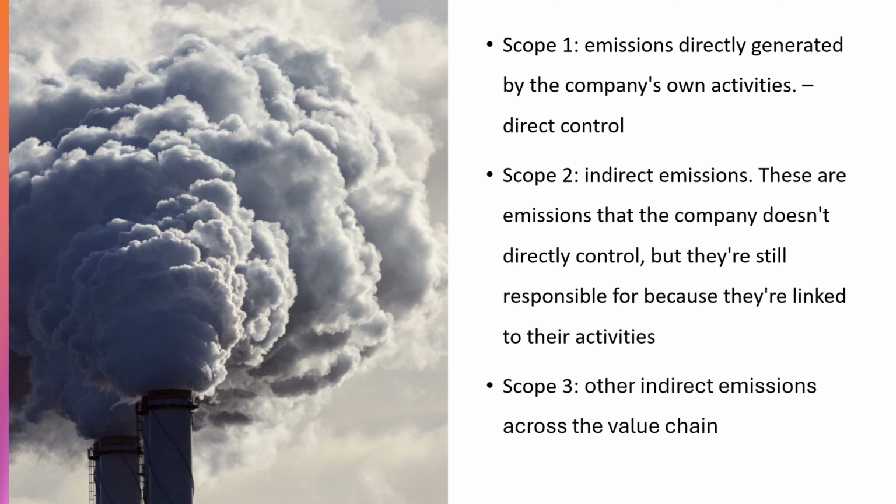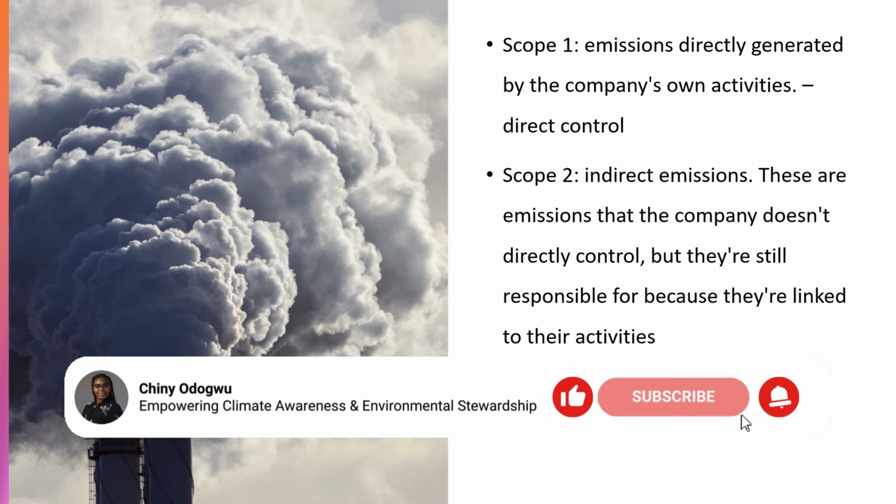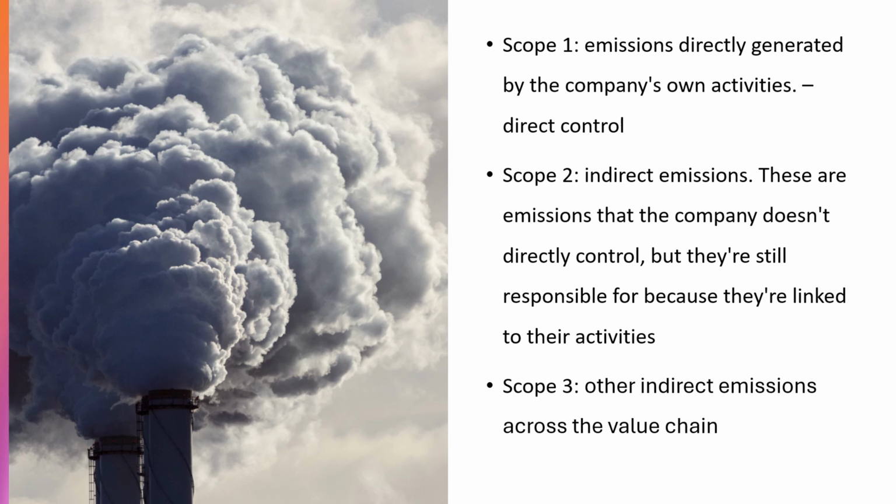When we look at scope 2, emissions are indirect emissions. These are emissions that the company doesn't have direct control of, but they are responsible for. The most common example of scope 2 emissions is purchased electricity. So we all are connected to the grid and we all pay for electricity. The fact that we purchase or pay for that electricity to operate our businesses or function in our organizations, the emissions as a result of that are classified as scope 2.